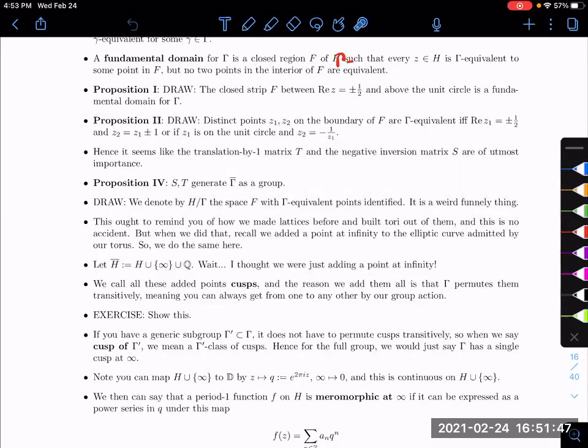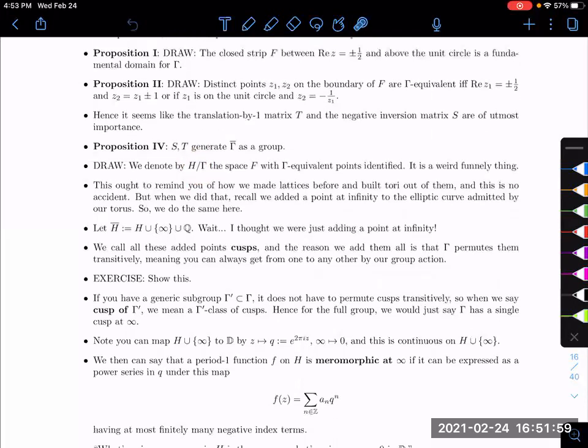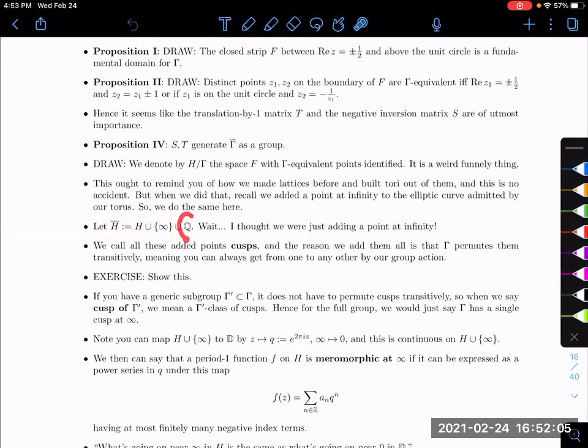So if we want to keep these parallels going that we're ending up with, we should add some kind of point at infinity or something to this H mod gamma. And that's exactly what we're going to do. We're going to define H bar to be the upper half plane with a point at infinity, but then we're also going to union the rationals. Because right now, the real line is not part of the upper half plane. We're going to union the rationals.